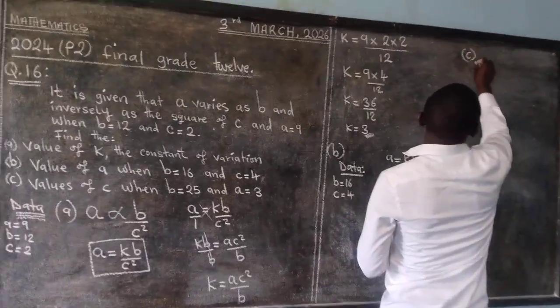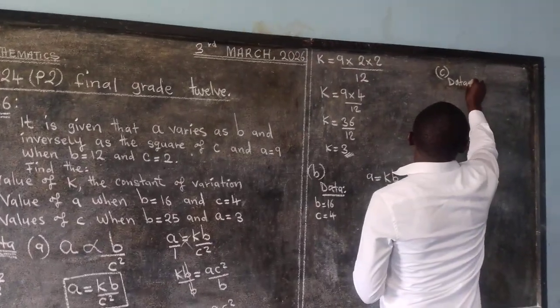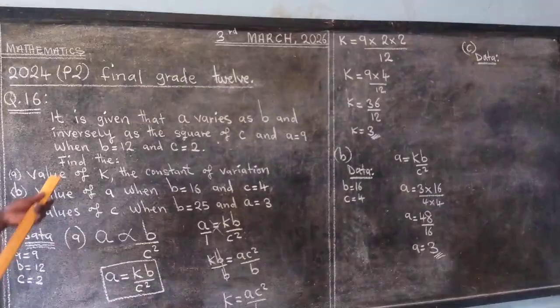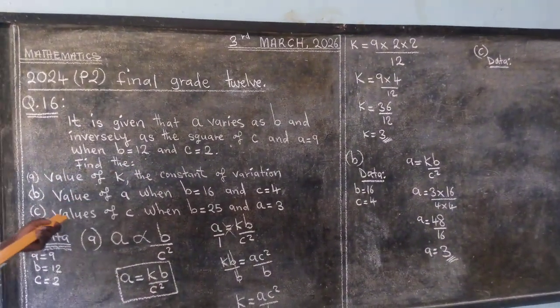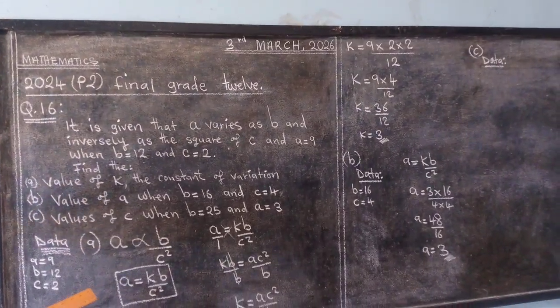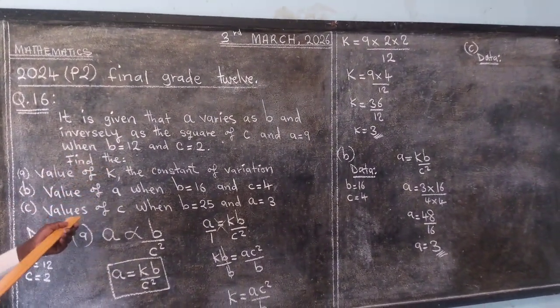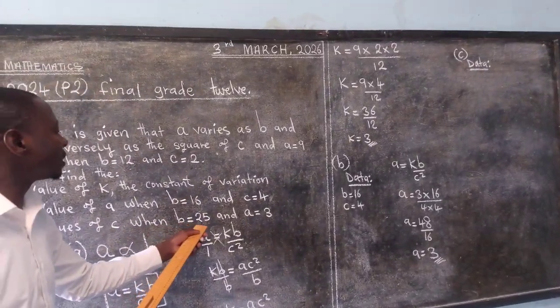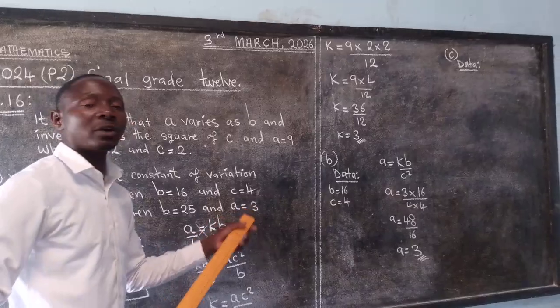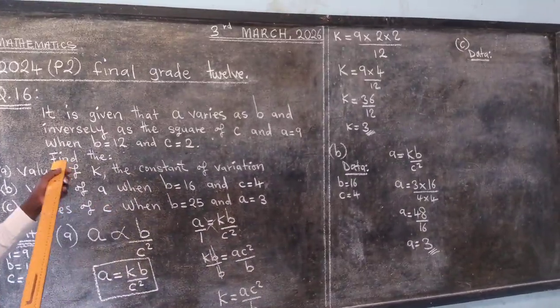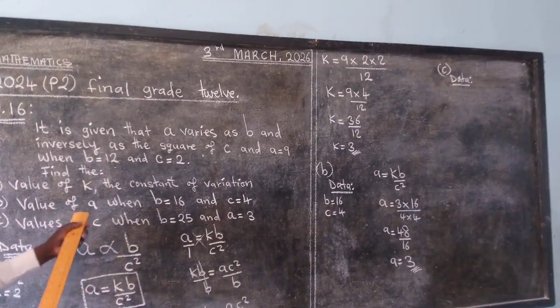Question C. First, let's make the data. Let's read the question here. Find the values. Here it is now plural, which means we are looking for 2 answers. Find the values of C where B is equal to 25 and A is equal to 3.